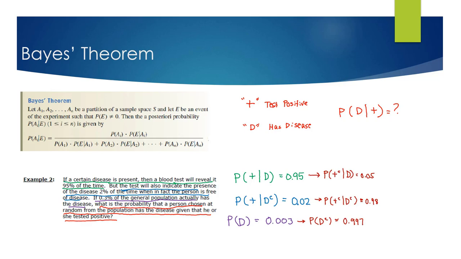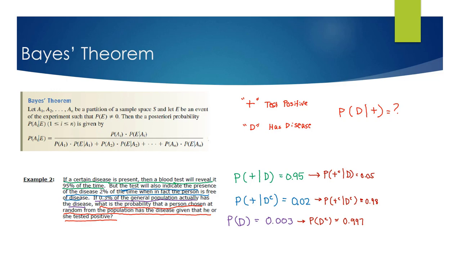If the probability of me testing positive given that I have the disease is 0.95, then the probability of me not testing positive given I have the disease is 0.05. That stands to reason. The probability of me testing positive given I don't have the disease is 0.02, which means the probability of me not testing positive if I don't have the disease is 0.98. And since the probability of me having the disease is 0.003, the probability of me not having the disease is 0.997. Some of these are going to be needed as I go through Bayes' theorem.